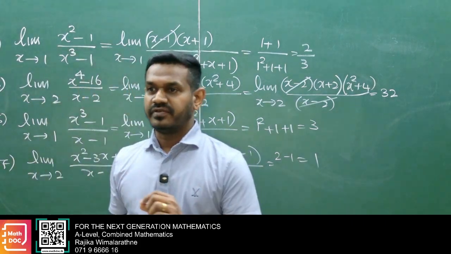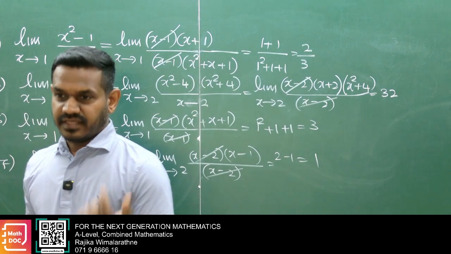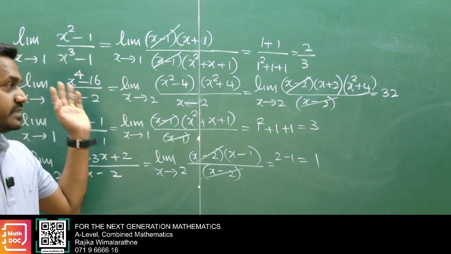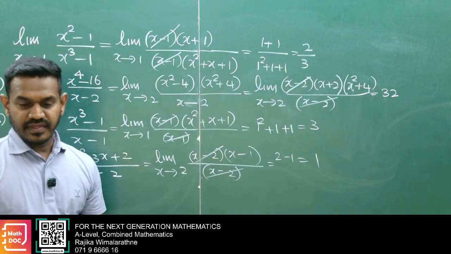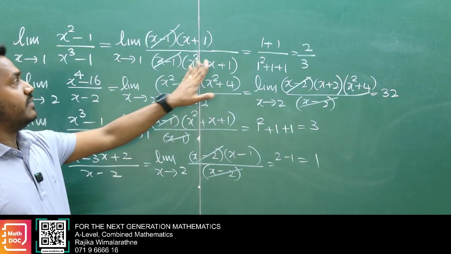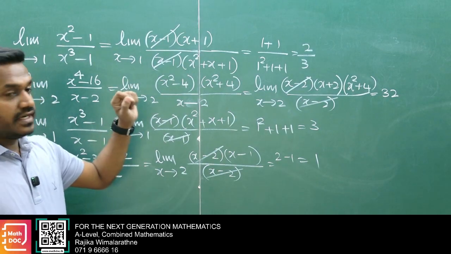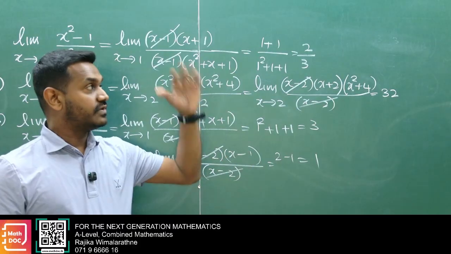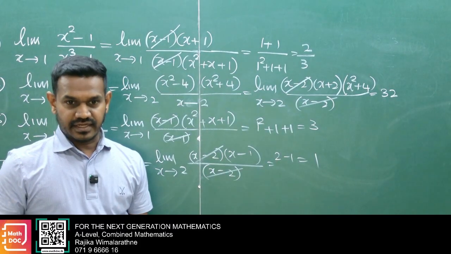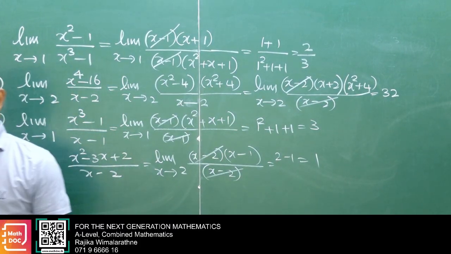First identify the common factor, then it is easy to factorize, then cancel the common factor, substitute the limit. Until you substitute the limit, you have to write limit x goes to 1. After you substitute in the limit, don't write it. Okay, complete.